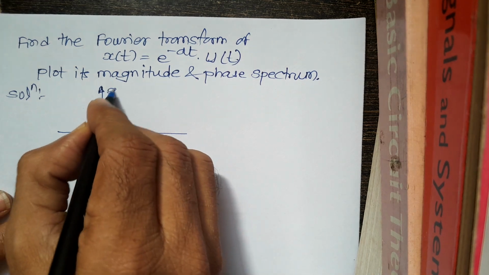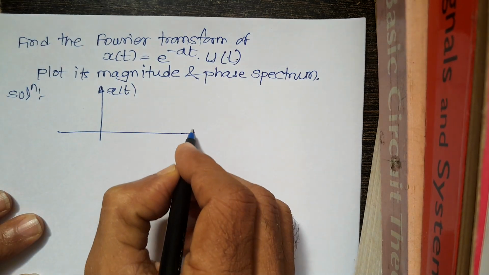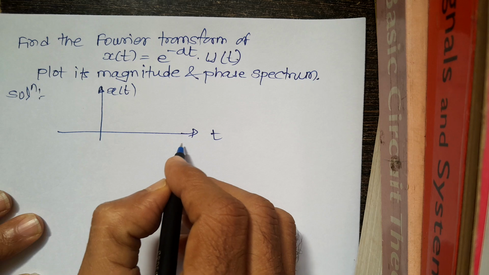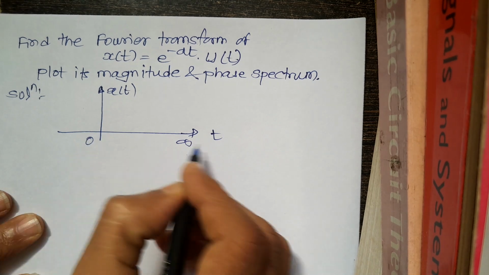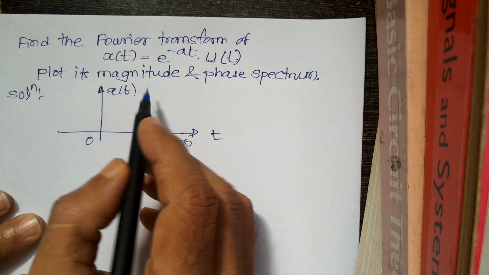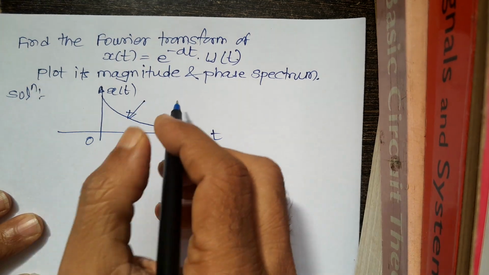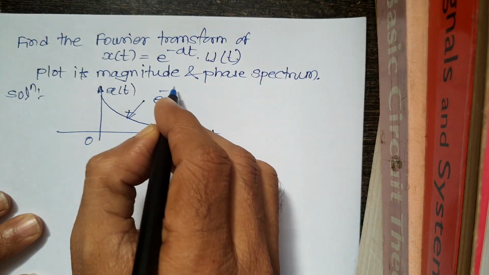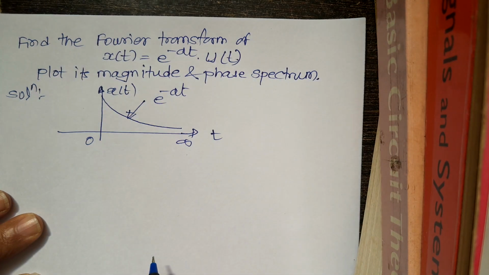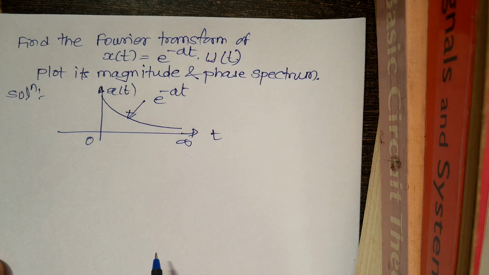This is x(t). This is the time axis. On this side it is infinity, from 0 to infinity, and your function is exponentially decreasing. So it is e^(-at). Okay, so we have to find the transform of this.